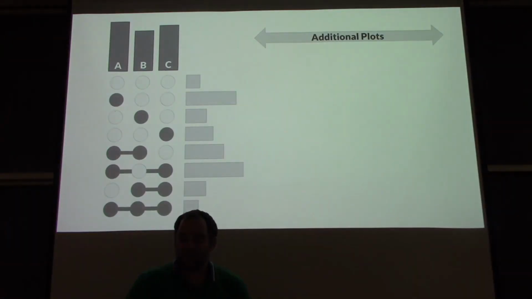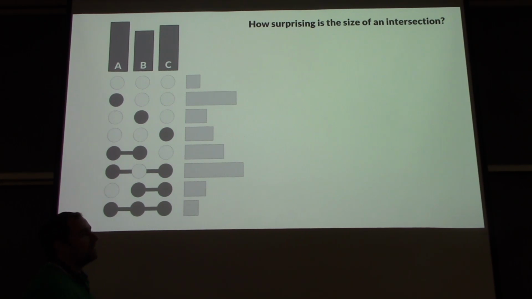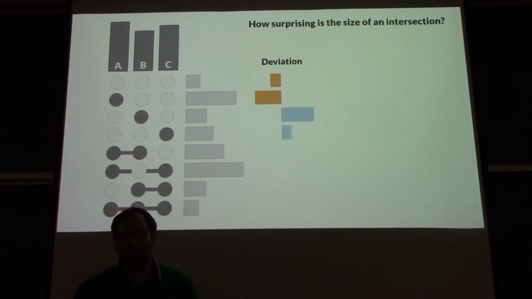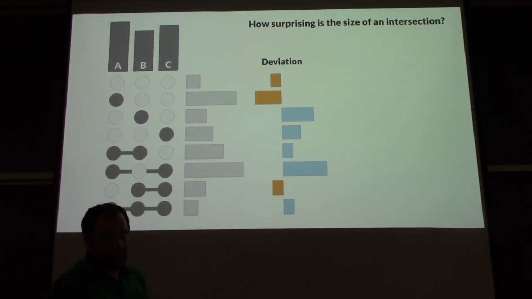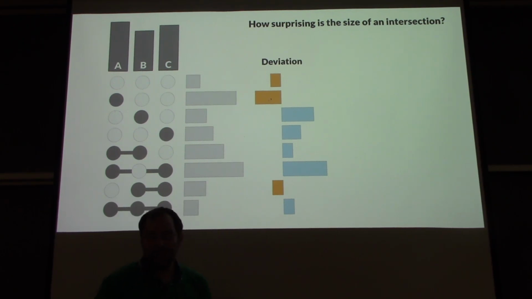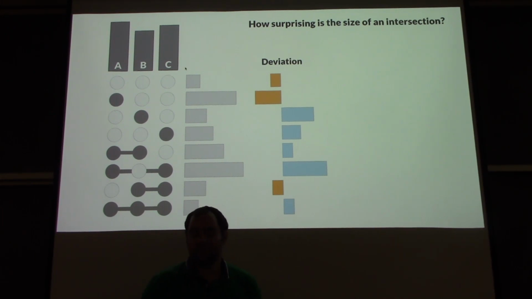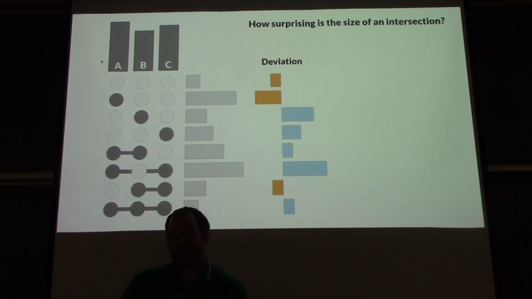And what is neat about this is that by using this linear layout, we have space to plot additional data. So for example, we can calculate a statistical measure of how surprising an intersection is, given, for example, the assumption of a random distribution of sets. And here we would see that just A is a little bit smaller than we would expect. What this is mainly about is, if you have sets of different sizes, you would expect the two sets that are very big to overlap a lot.